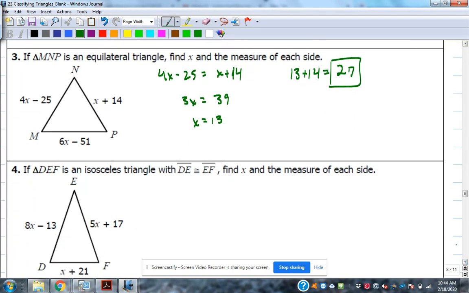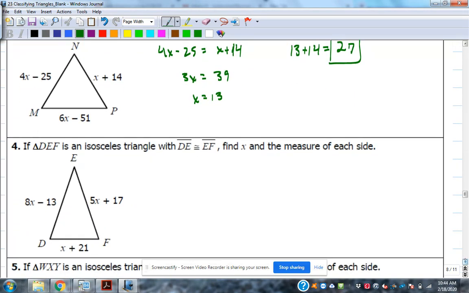It's a little bit different. It says if triangle DEF is an isosceles triangle with side DE and side EF congruent to one another, find x and the measure of each side. So what do we have to do on this one?